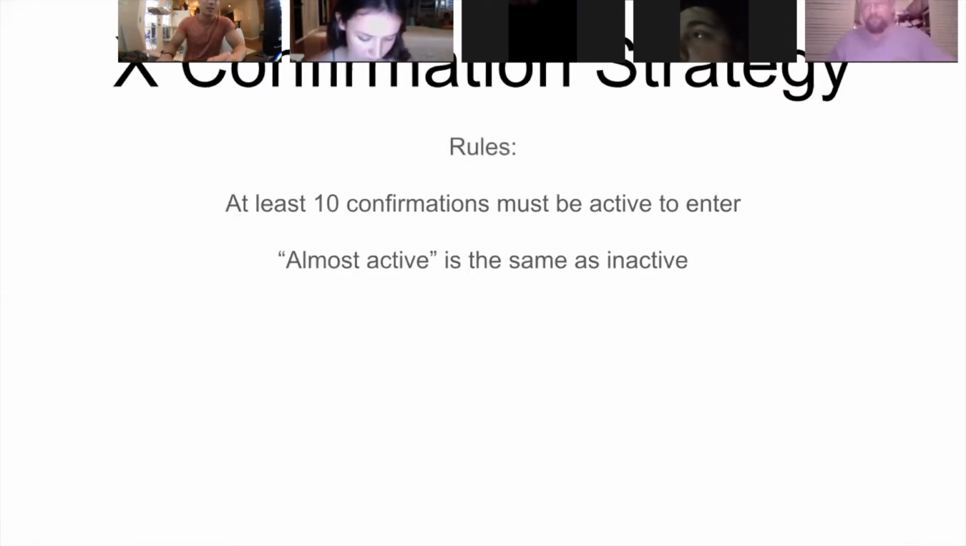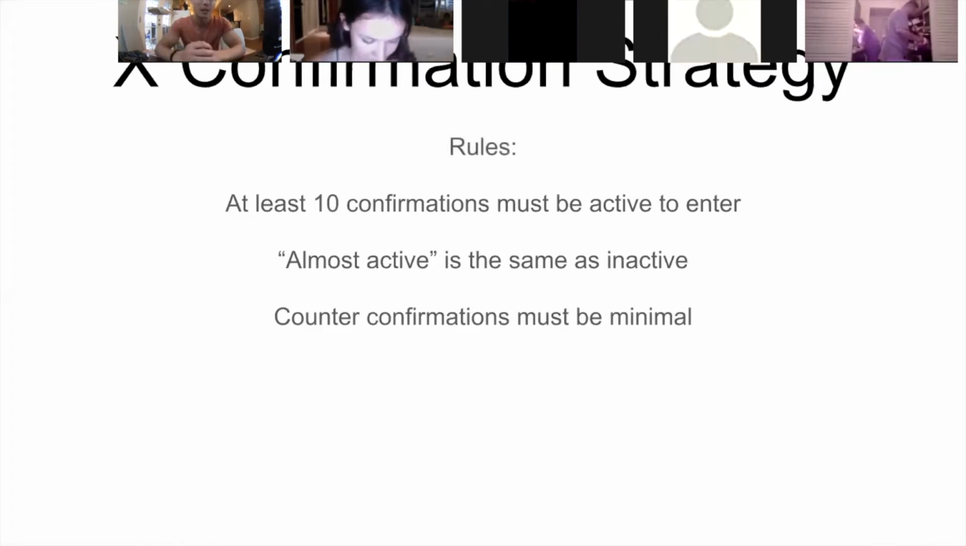And real professionals, the ones at least I've heard about, they use like 25 plus confirmations. So there's a lot more in depth you can go. But I've really seen that you can be profitable with less than 10 confirmations, but you're going to see a 90% or above win rate if you follow 10 confirmations. Almost active is the same as inactive. So like I was saying, if they haven't crossed over, if the candlestick hasn't closed yet, it's not valid.